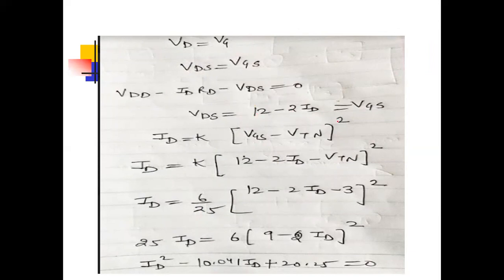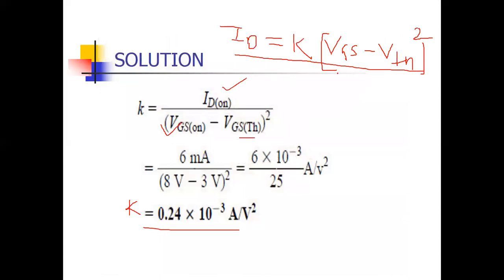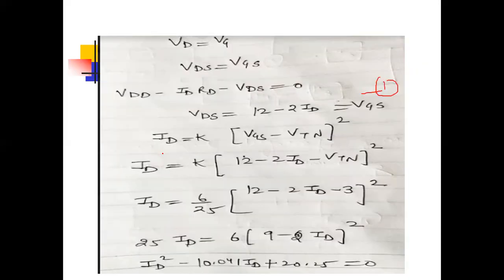Okay, so this is the equation of VDS, and you can write it as VGS also. This is your equation number 1. Now next is the formula of ID, which is fixed: ID equals K (VGS minus VTH) whole square.